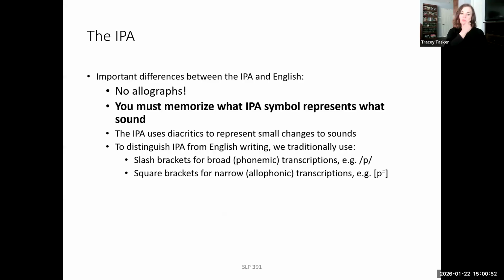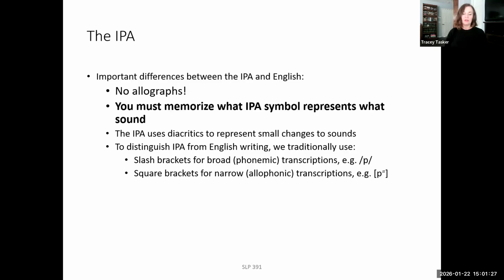We are going to talk about allographs in the next lecture, but allographs are really how we might produce sounds slightly differently, but still recognize them as the same sound. So in the IPA, there really is only a one-to-one correspondence between sounds and letters. So really, it's about memorizing what symbol represents what sound. So you eventually will see that symbol, and immediately your brain will say that's the E sound versus it.